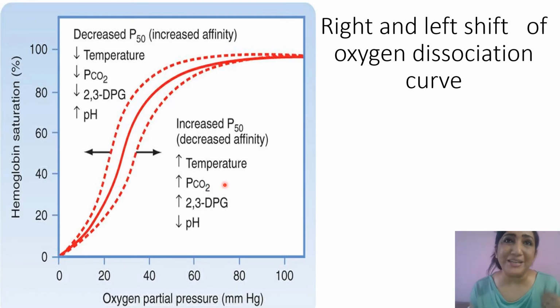Because of the metabolic activity, the carbon dioxide production is also more. Because of the carbon dioxide production, the pH is also decreased. And 2,3-DPG we will discuss separately. So these are the factors: when the need for oxygen is more at the tissue, the dissociation curve shifts towards the right, and it happens oppositely when these factors decrease.